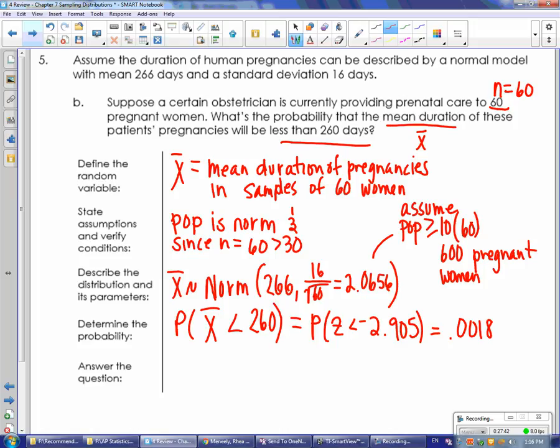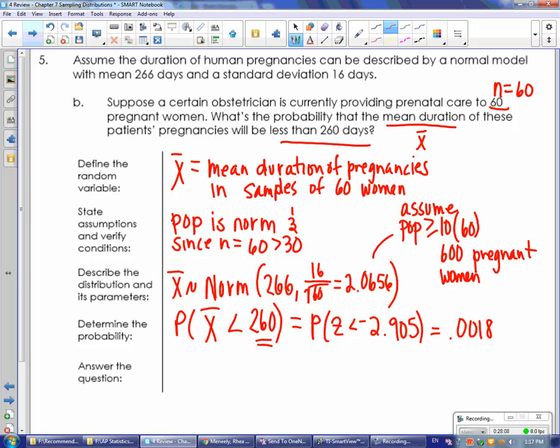And so in this case, I'm talking about what are the chances of having a sample of 60 women that have a mean pregnancy length that's less than 260 days. Well, think about it. If the mean is 266 days and we're looking for a sample value that's almost a week early, what are the chances of having a sample of 60 women that deliver on average a week early? I can expect that probability to be pretty small.